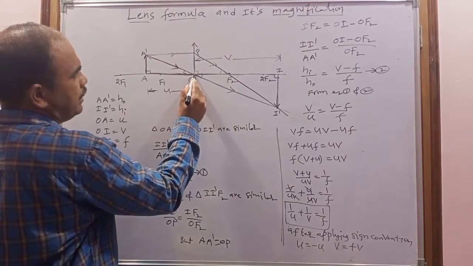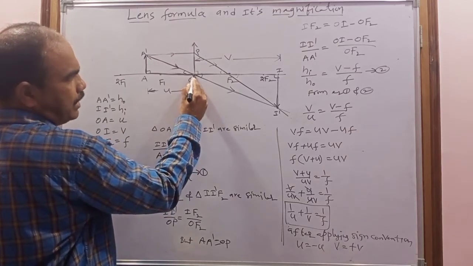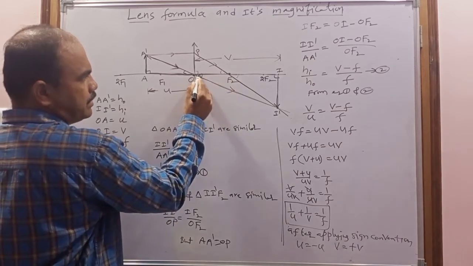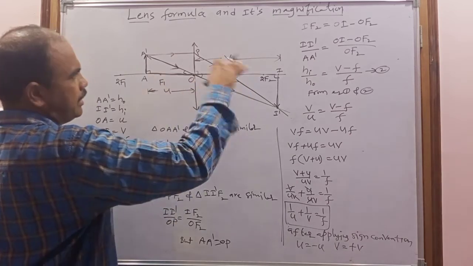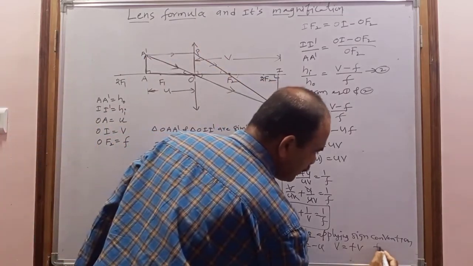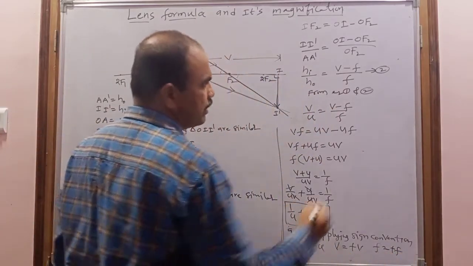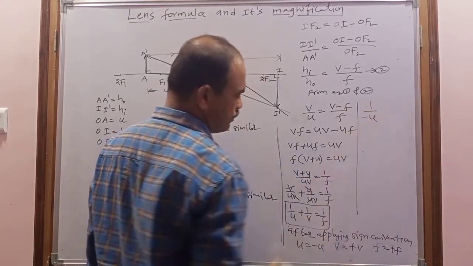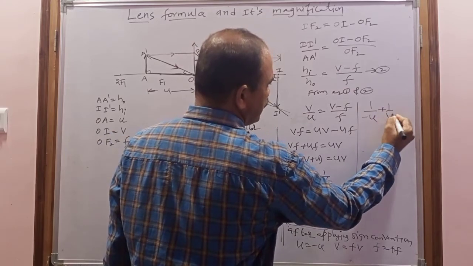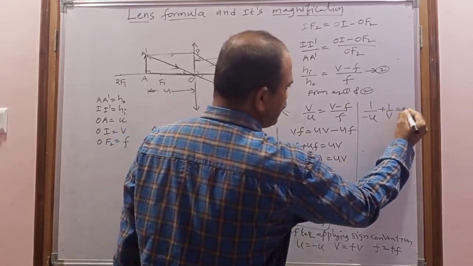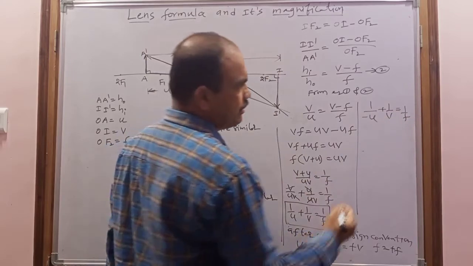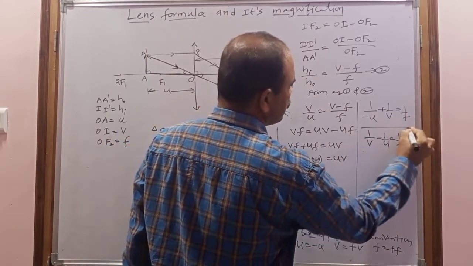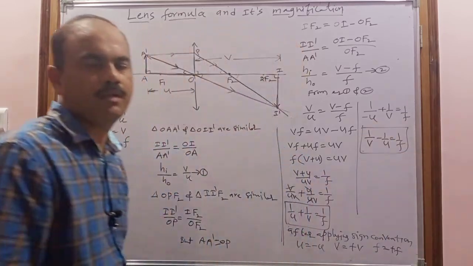And again to measure the focal length, what is the focal length? The distance from the optic center to the focus is called the focal length. So again to measure the focal length, in which direction are you moving? In the direction of incident light. So that's why f is also plus f. Now substitute here. What do you get? 1 by u is minus u, 1 by v is plus v, and f is also plus. So when I rearrange the equation, 1 by v minus 1 by u equals 1 by f.